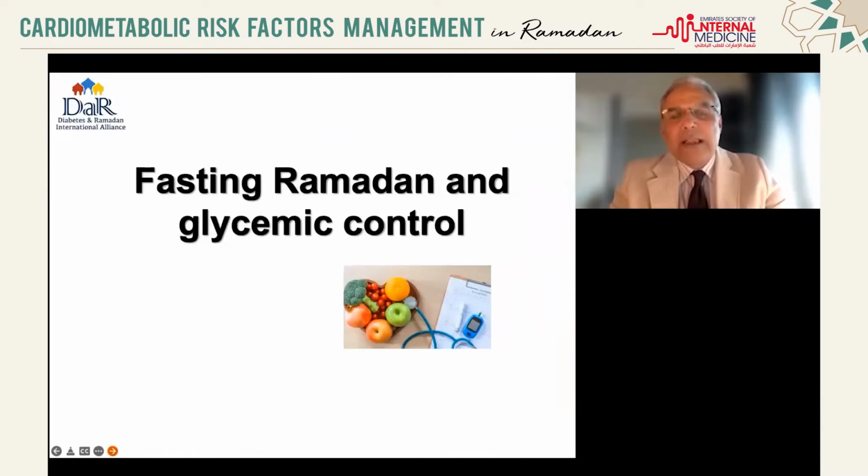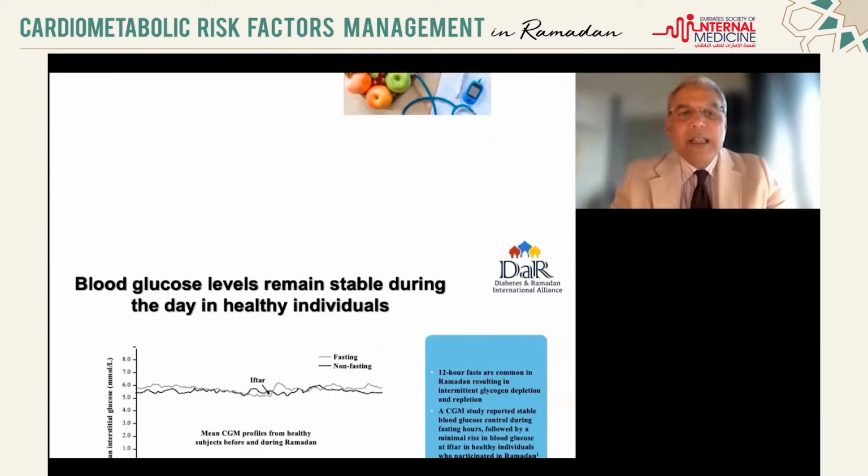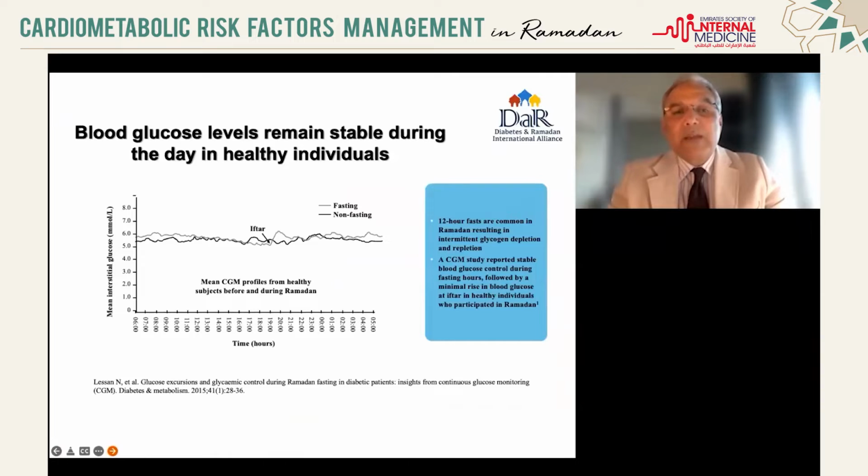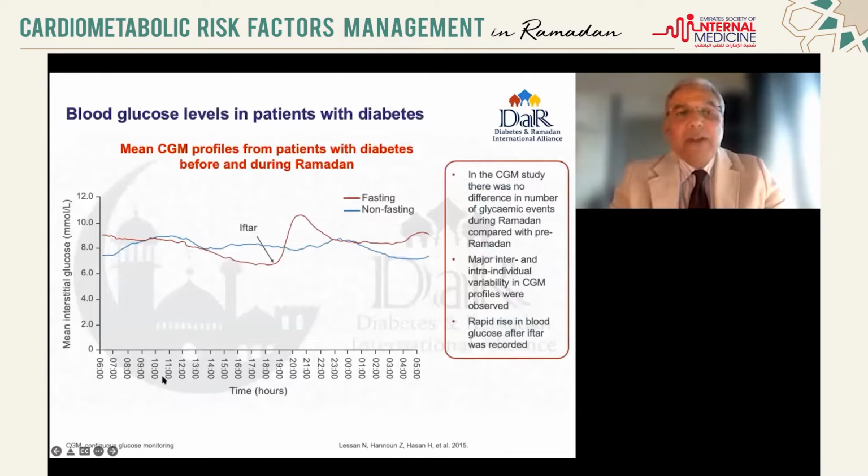So when we look into glycemic control during Ramadan, we will see lots of important information explaining what happens for a person who is healthy. Blood glucose level for a person who is healthy, whether they are fasting in gray or non-fasting in black, does not change very much. You see a slight peak after iftar, but it doesn't really change very much because that healthy person has a very sensitive pancreas that produces a large amount of insulin to keep the blood glucose levels within this very narrow range.